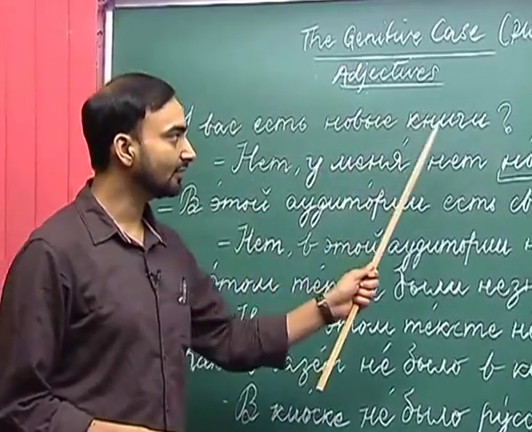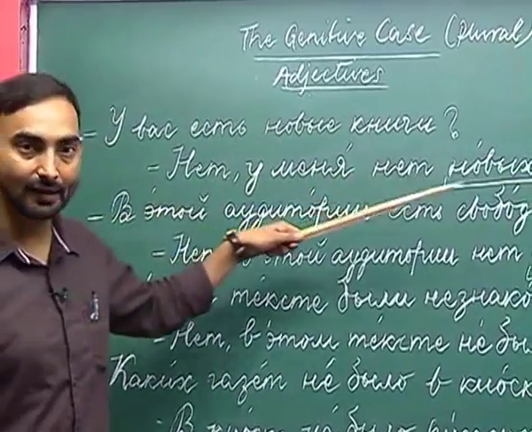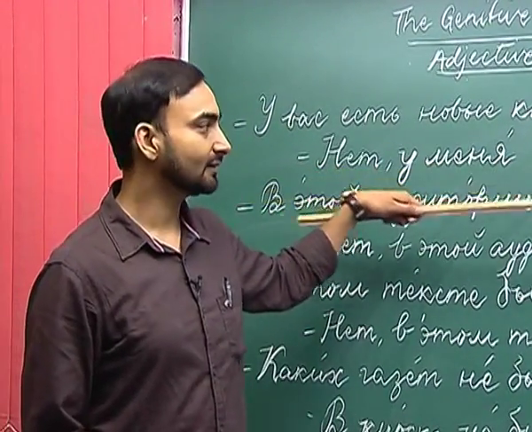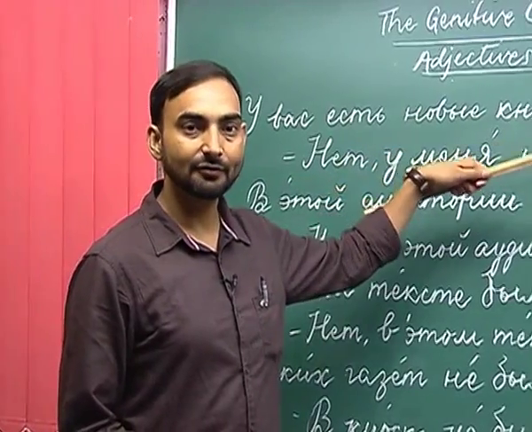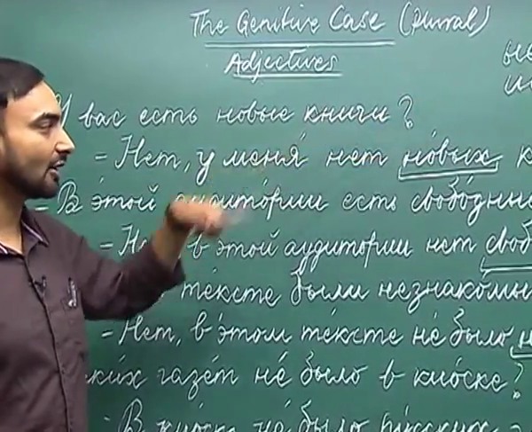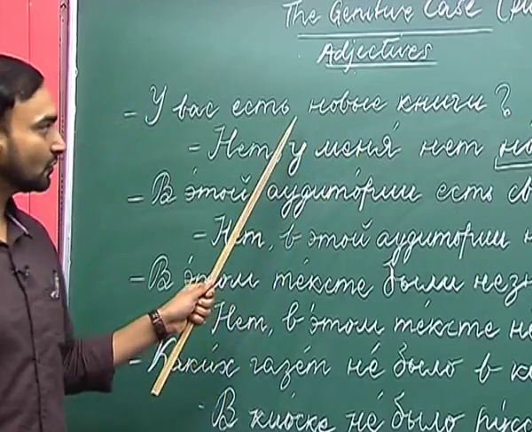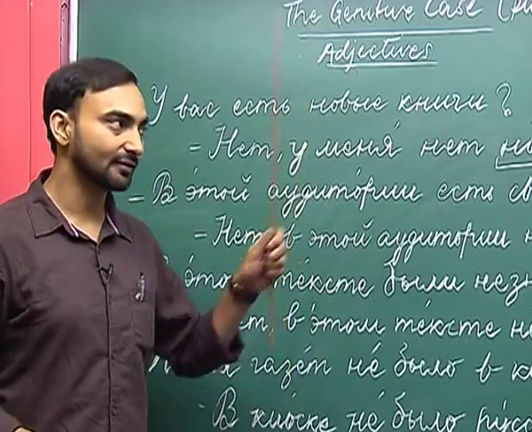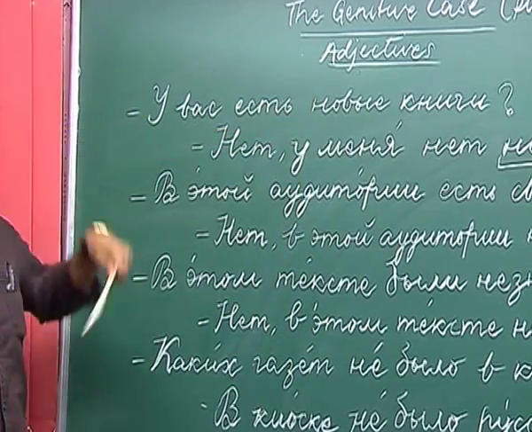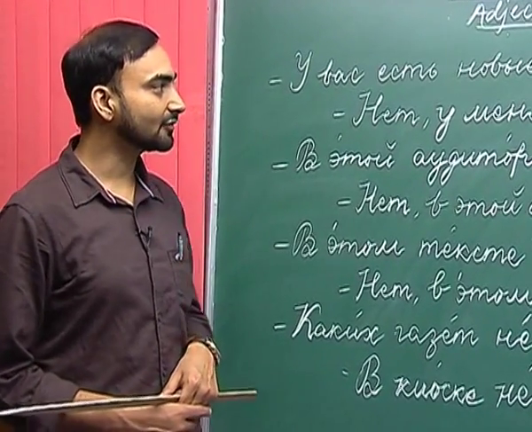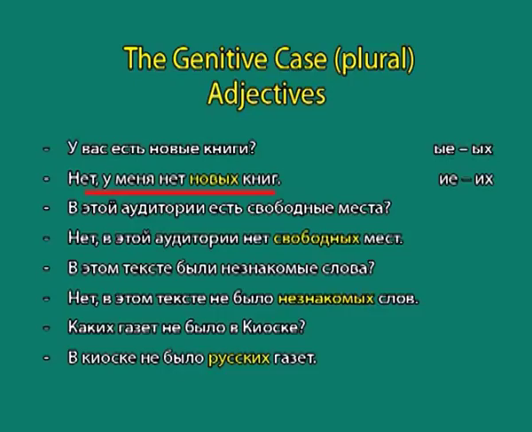I have written a question here and then an answer in negative, and as you already know, negative answers use the genitive plural or genitive singular of nouns. For example, у вас есть новые книги? Here новые книги is in the nominative case. So, this question can be answered in two ways, either in affirmative or in negative. If you answer in affirmative, how will you say? Да, у меня есть новые книги.